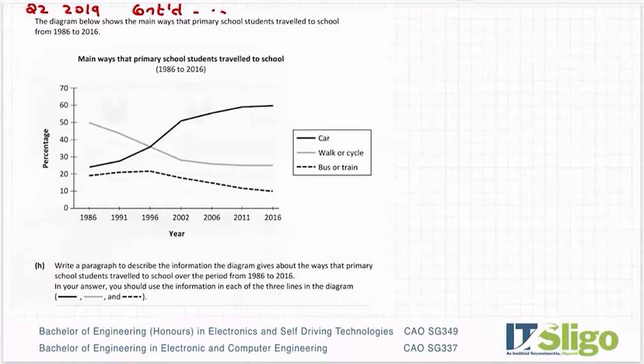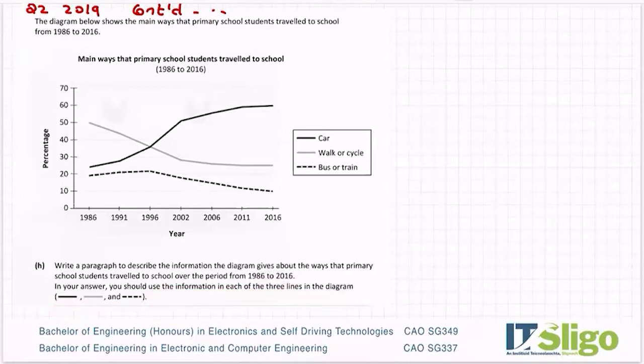The diagram below shows the main ways the primary school students travelled to work from 1986 to 2016. So I can see the dark black line is car, the grey line is walk or cycle, and the dotted line is bus or train. Okay, write a paragraph to describe the information above about the ways the primary school students travelled over the period from 1986 to 2016. In your answer, you should use information in each of the 3 lines in the diagram.